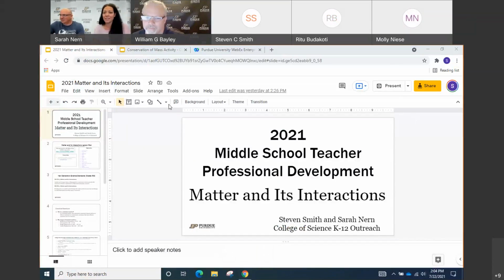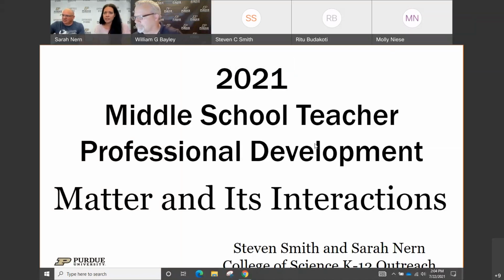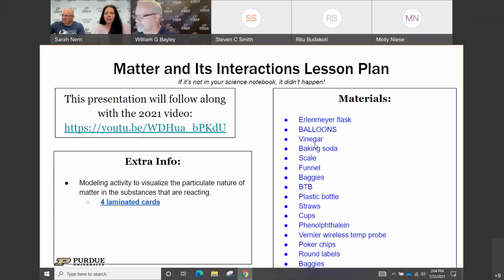This is going to be similar to, well, yeah, it's the same presentation from yesterday. And we are looking at matter and its interactions. We used the same video for both 7th and 8th grade. We did a lot of similar things. We'll get into the modeling, the laminated cards. I tried to think of other links to put in there, but they're throughout the slides.